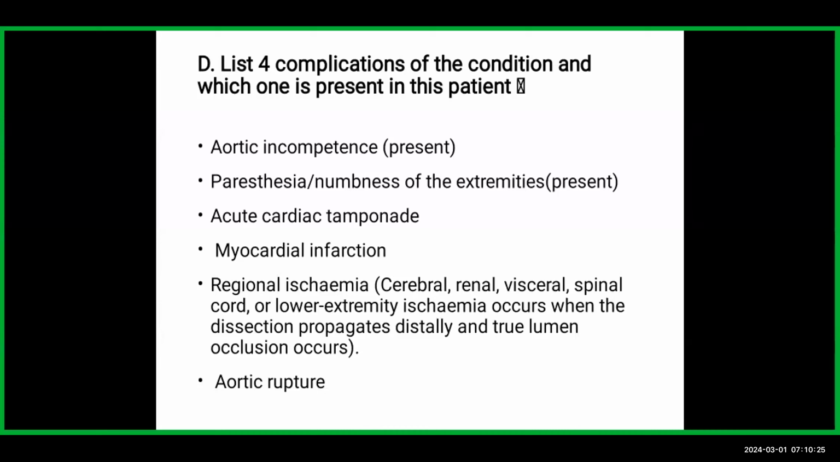Then you can have a myocardial infarction, of course, when there's a disruption, a tearing of the large aorta. If it's affecting the coronary vessels, the blood supply to the heart is affected, and so it can cause an MI. It can be regional ischemia, depending on the area of vessels affected. Then aortic rupture. So I think that's all about the question.